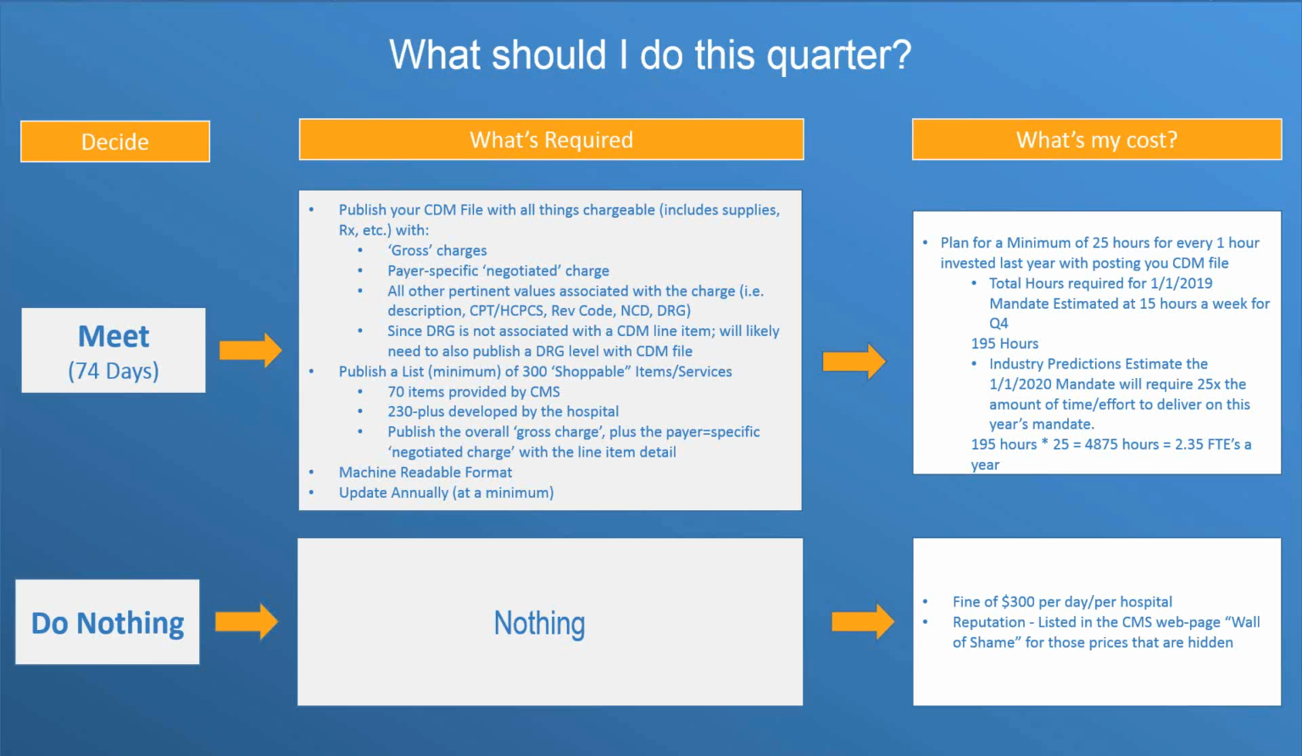If you're not compliant and you are reported, CMS will request your plan to be compliant. The current rules also outline specific fines and the fact that they're going to be providing a web page for the public that will list the hospitals that made a conscious decision to hide their pricing.